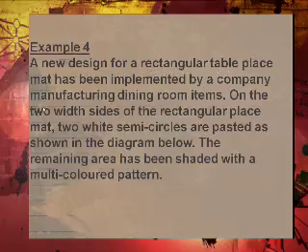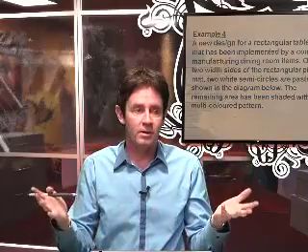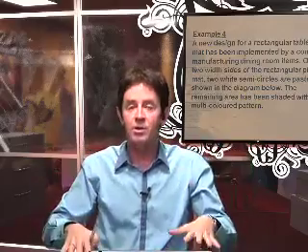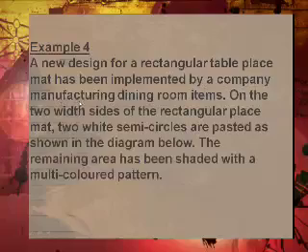A placemat, by the way, is like a little plastic rectangular object that you put on the table when you can put your food on that as well. Okay, so it's like a place mat. They call it, it's like a little plastic mat. And it's been implemented by a company manufacturing or making dining room items. That's for where you eat.